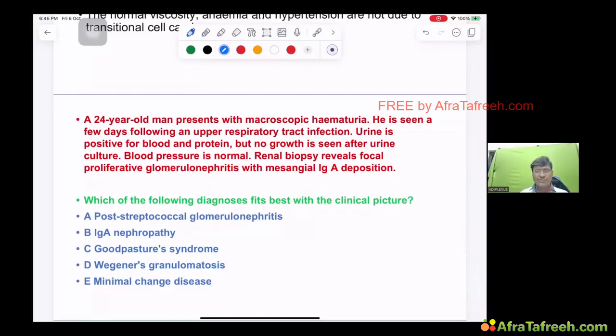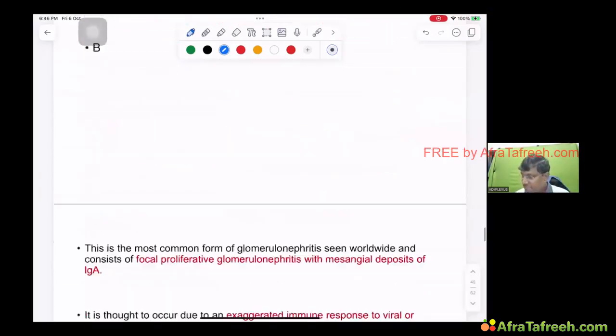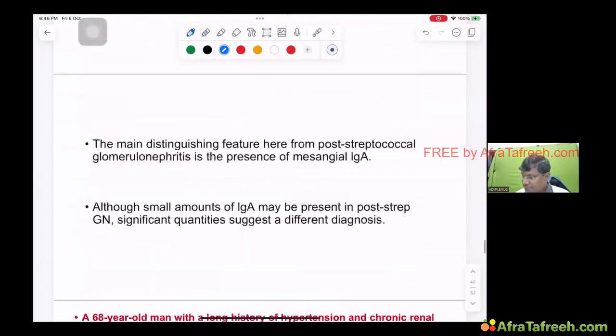Okay, so this is a straight question. There's not a big deal in this. The question itself is telling you that there is presence of IgA. That gives a clue for us. Right. Next question is very important.